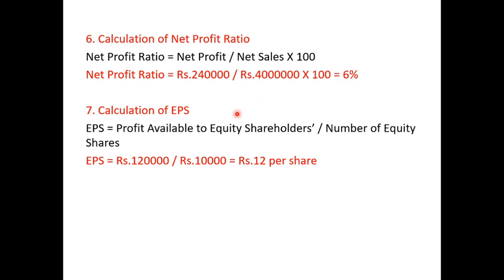And the last one is calculation of EPS. Here EPS means earnings per share. The formula for this is profit available to equity shareholders divided by number of equity shares. The profit available to equity shareholders is given in the statement of profit and the number of equity shares is given in the balance sheet liability side. So the final answer, that is earnings per share, is rupees 12 per share.